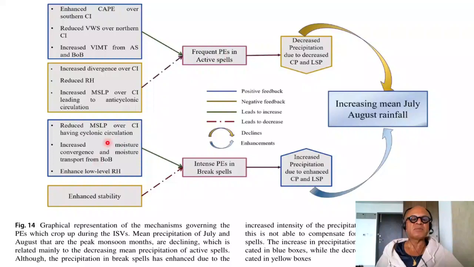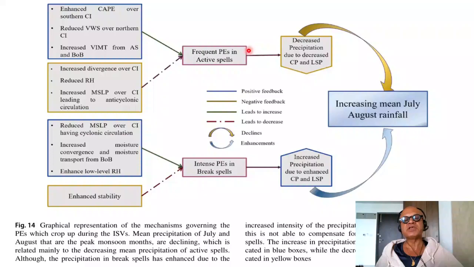Reduced mean sea level pressure over central India, having cyclonic circulation. So that's increasing the intensity of rainfall in break periods. Increased moisture convergence and moisture transport from the Bay of Bengal. So that also increases precipitation events during break periods. Enhanced low-level relative humidity again favors the same. Enhanced stability is going to drive a decreased precipitation during break period, which is expected.